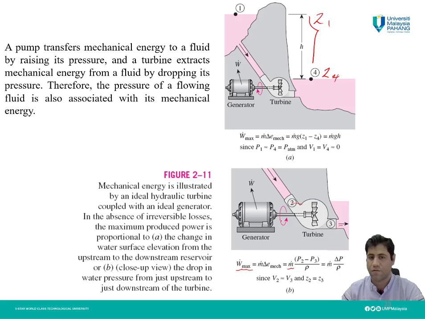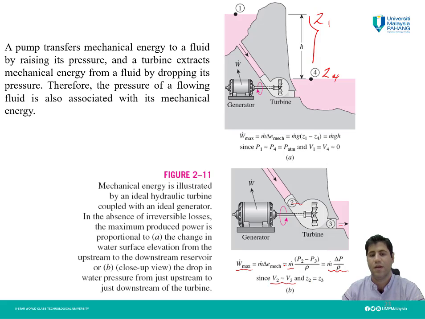We have m dot, or mass flow rate of the fluid, and the total change in the mechanical energy of the system is due to the change in the pressure in the system, P2 minus P3 divided by rho, or simply we can write this equation. This equation should be like before, but we can write it because V2 and V3 are almost equal, and Z2 and Z3 are also more or less equal.